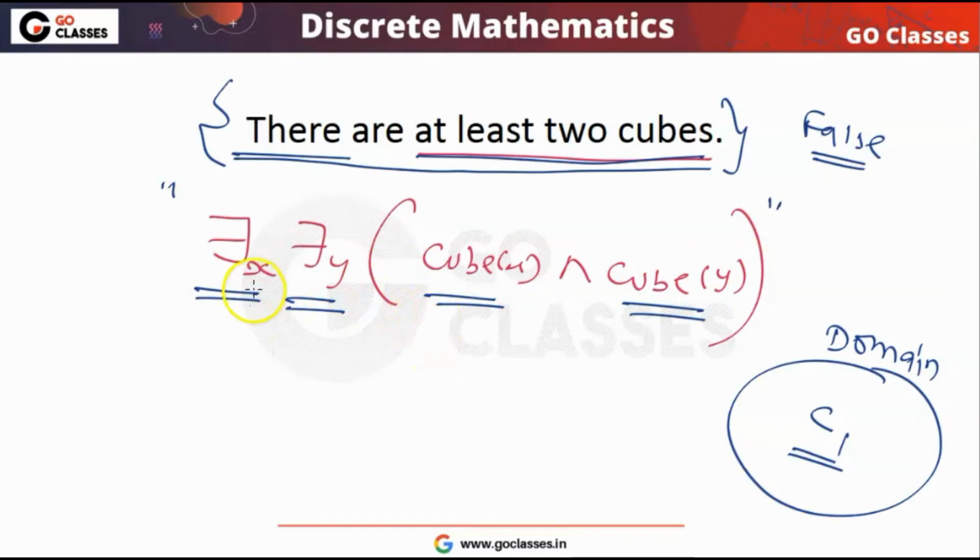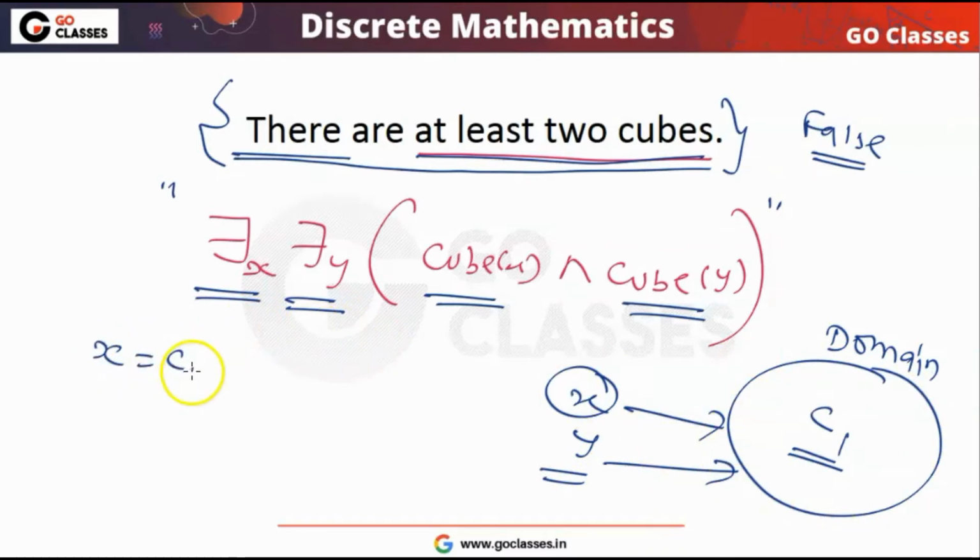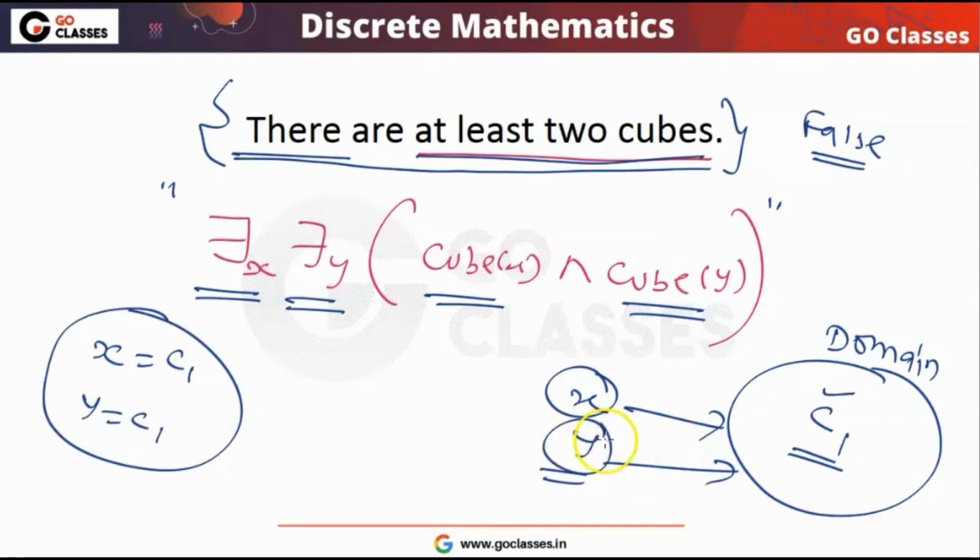Very easily you can see, because the domain of x is this and the domain of y is also this. So variable x is pointing in this domain and variable y is pointing in this domain. Now you can notice that when x is pointing to C1 and y is also pointing to C1, in that scenario this first order logic expression will become true.